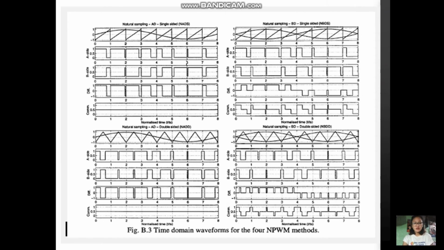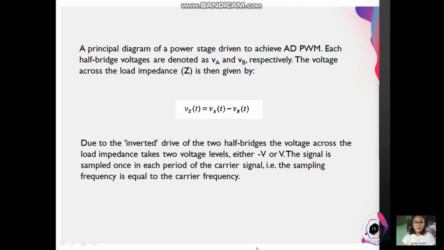So here I present to you the time domain waveforms of the 4 NPWM methods. We have 2 classes, AD and BD. One is single-sided and the other is double-sided. A principal diagram of a power stage driven to achieve AD PWM. Each half-bridge voltage is denoted as V sub A and V sub B, respectively. The voltage across the load impedance is then given by this equation.